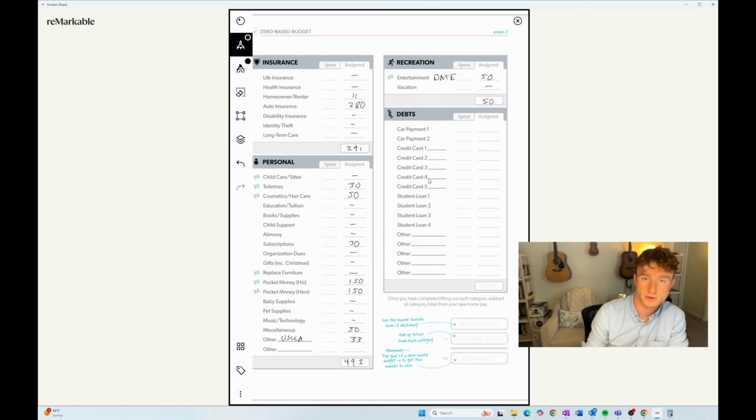Okay, now we get to debts. This is after, as you've noticed, probably we've gone through a bunch of the necessary expenses, some of the unnecessary expenses with pocket money and those types of things. But these debts are where we're really going to focus our attention if you have debt, because paying off debt will be a very good investment in your future.